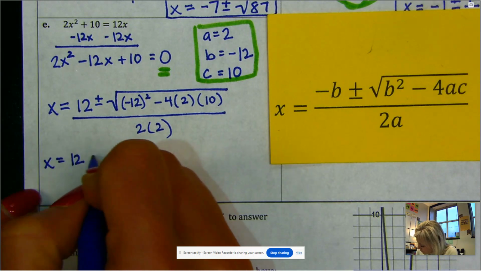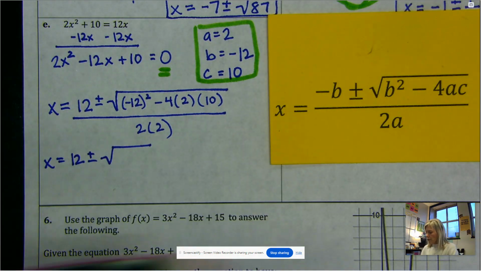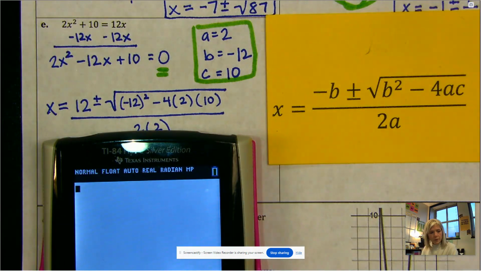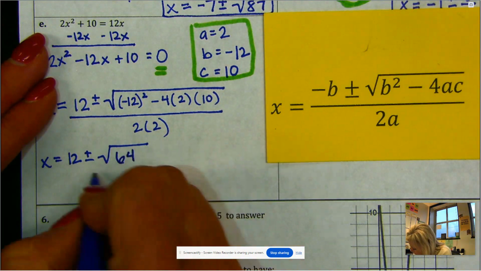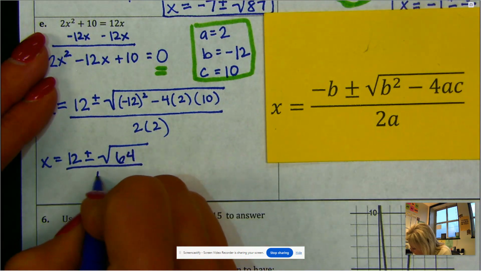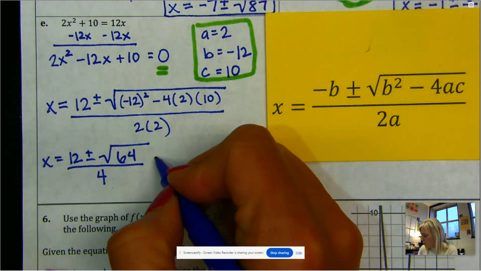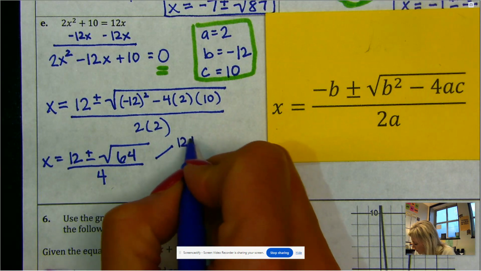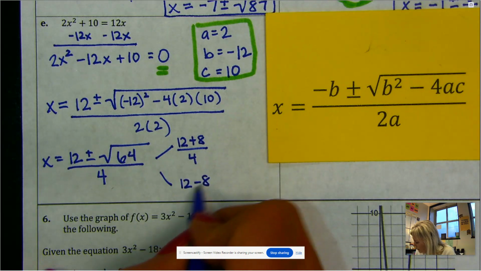All right, so I have 12 plus and minus the square root. Now I have to calculate negative 12 squared minus 4 times 2 times 10 is 64. And 2 times 2 is 4. Now, the square root of 64 is 8. These are going to be real solutions. So we have to find 12 plus 8 divided by 4 and 12 minus 8 divided by 4.